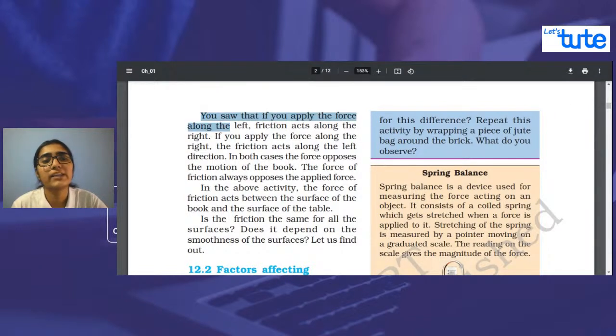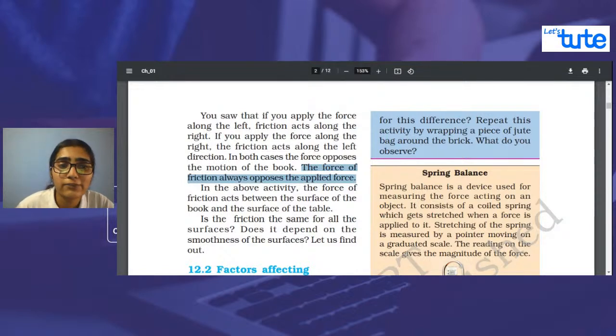So you saw that if you apply the force along left, friction acts along right. If you apply the force along right, the friction acts along left. In both the cases, the force opposes the motion of the book. The force of friction always opposes the applied force. So if you are writing it in an exam, remember you have to write this point where you explain that friction is always in the opposite direction. So if you're trying to apply force in a forward direction, friction is going to act backward.